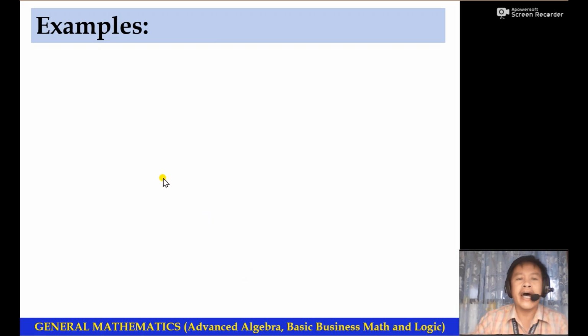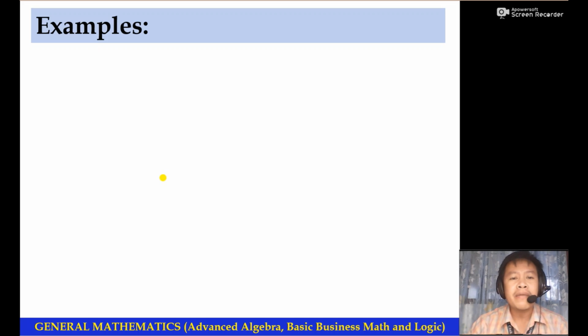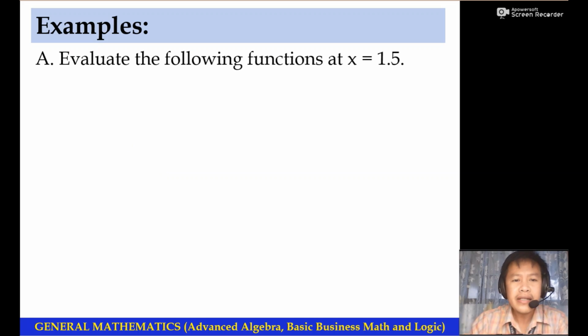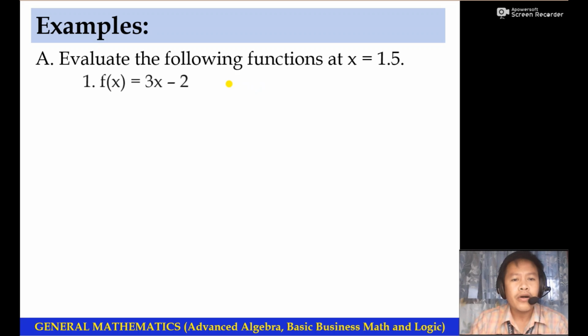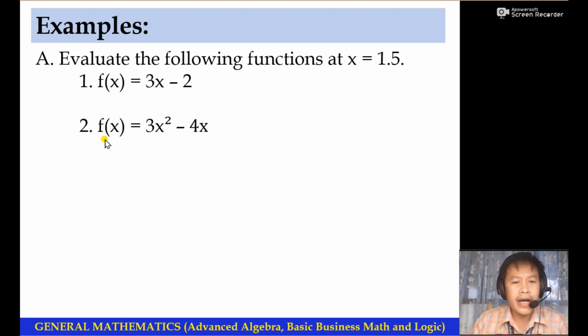Now, this time, we are going to apply that particular idea to mathematical expressions or mathematical equations. Letter A, evaluate the following functions at x is equal to 1.5. I hope while watching this video presentation, you have your scientific calculator because we are going to use decimal numbers here. Okay, number 1, f of x is equal to 3x minus 2. Number 2, f of x is equal to 3x squared minus 4x.